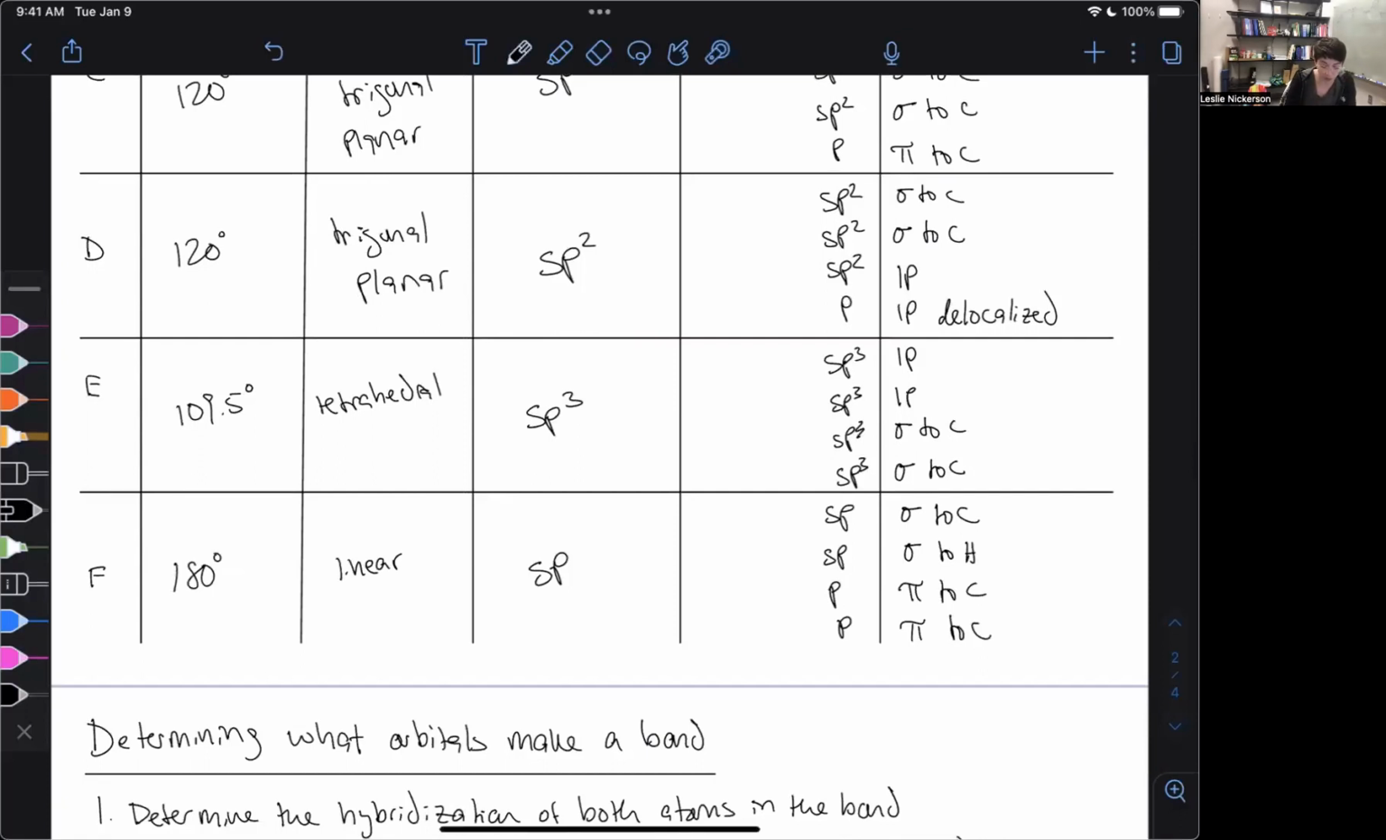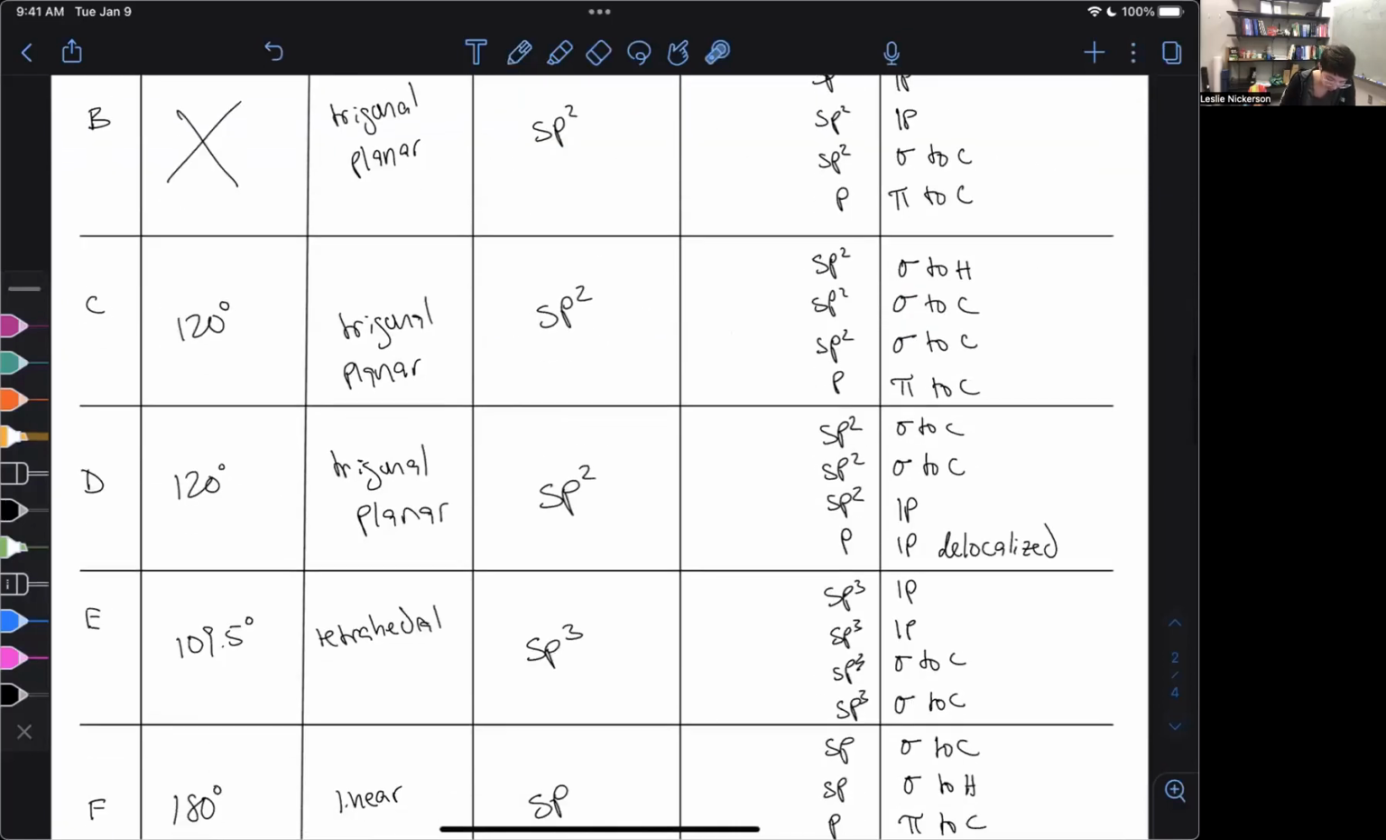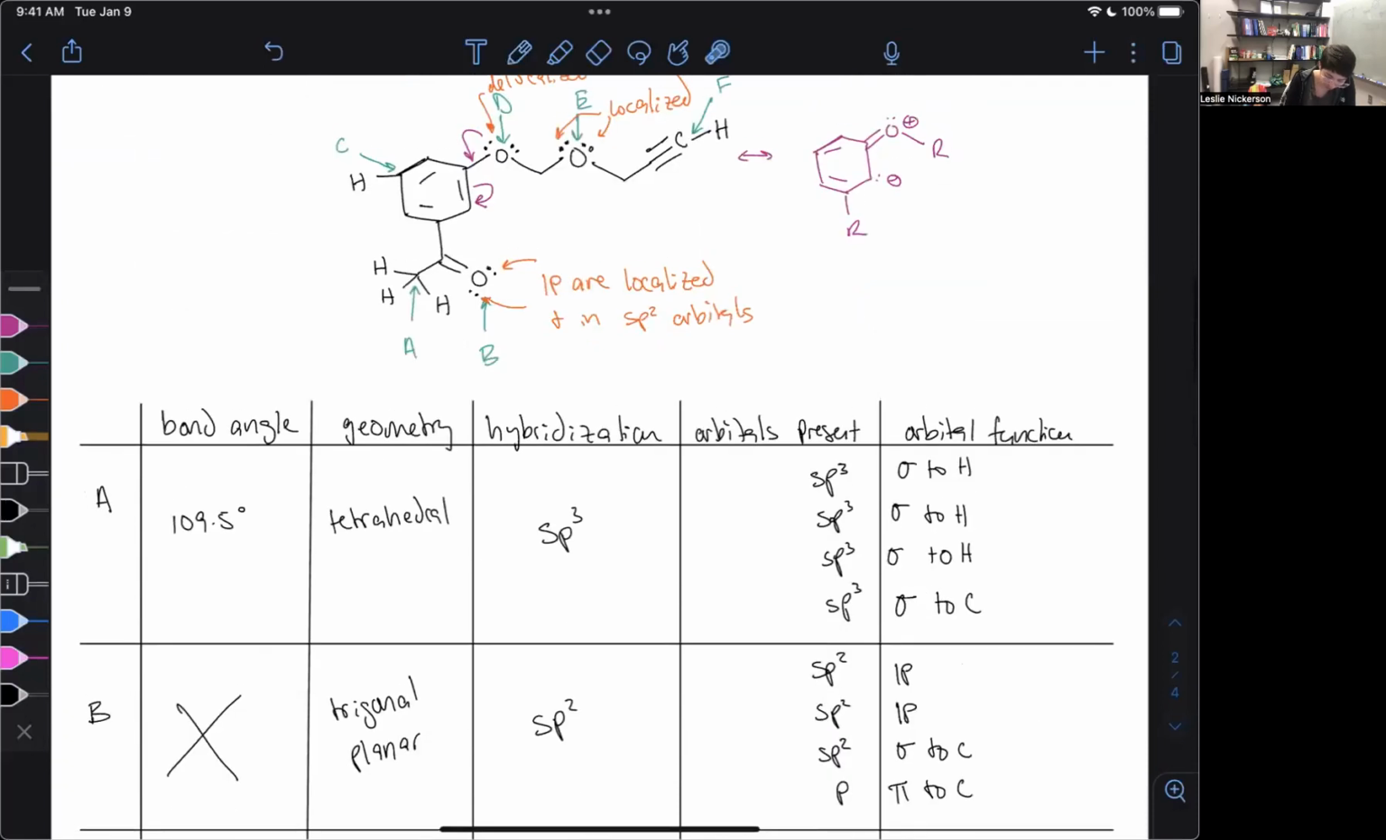So this is one we want to be really careful when we're drawing it, that we keep that bond angle as just a straight line. So we're not going to draw any triple bonds like that. That is incorrect.